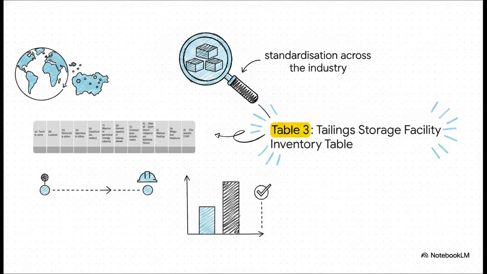To keep all this organized, SASB recommends using a concrete column-by-column inventory table to really ground those 12 metrics. It follows a highly logical progression, starting from just the facility name all the way down to site-specific emergency plans. What's brilliant here is that it forces standardization across the entire industry. This means an investor can take a facility in South America and compare it apples to apples against a facility in Australia using the exact same yardstick.